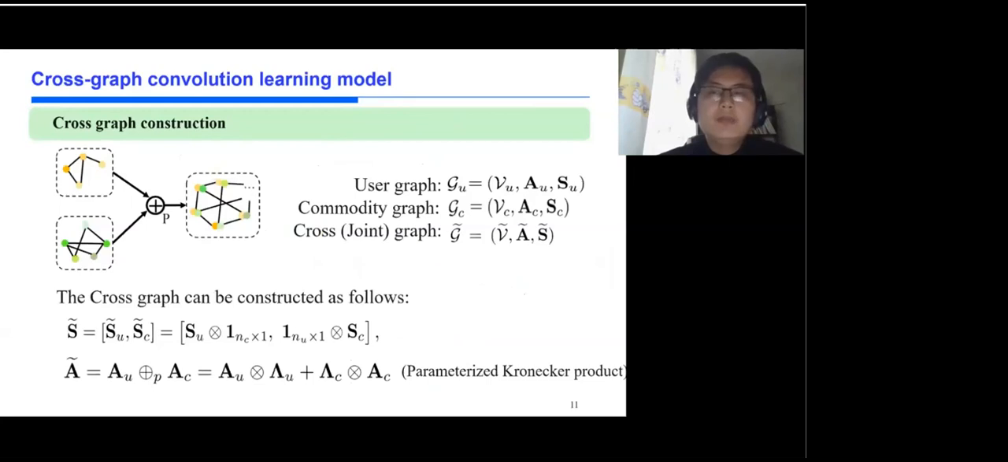The cross-graph convolution aims to model the interaction between two separate graphs. It contains two parts, named the cross-graph construction and factorized graph filtering. To construct a cross-graph from two separate graphs, we leveraged the classical Kronecker sum and developed a new parameterized Kronecker product to learn an optimal conjunctive adjacent matrix. And this is our parameterized Kronecker product, and this is the classical one.